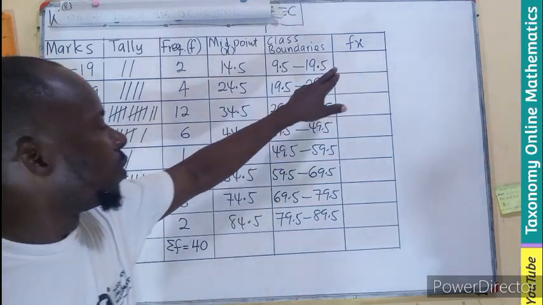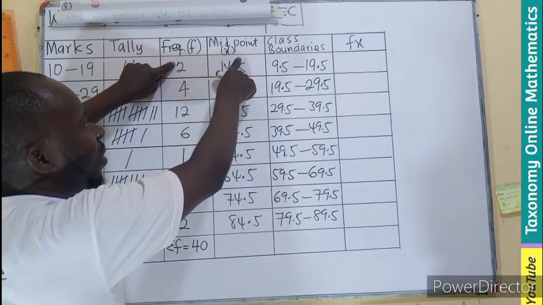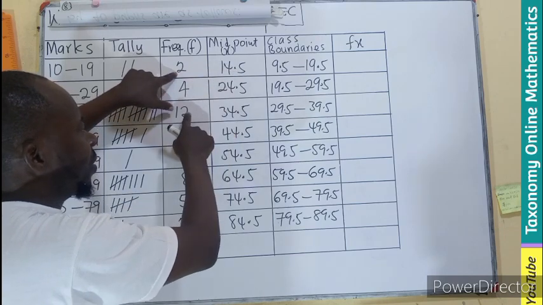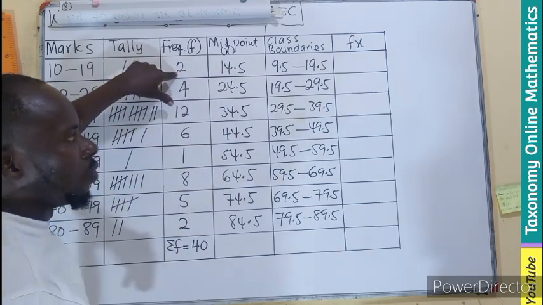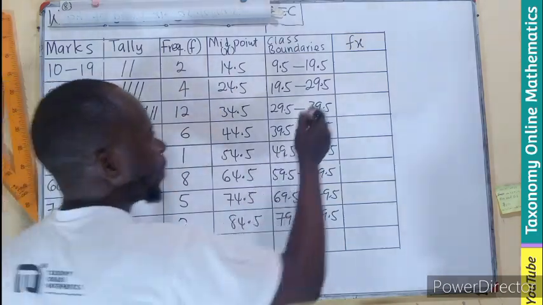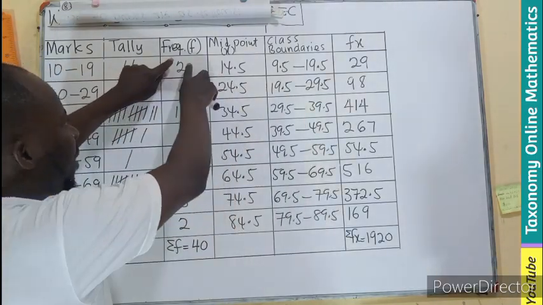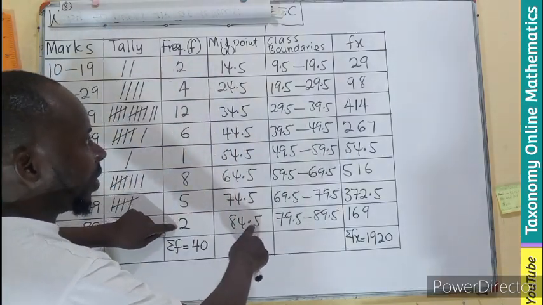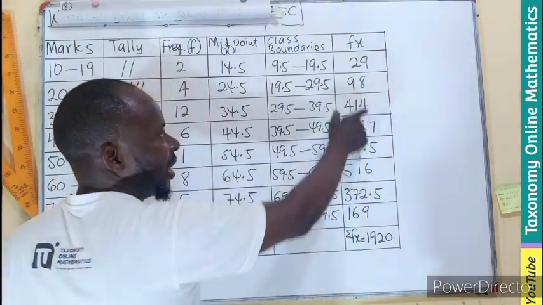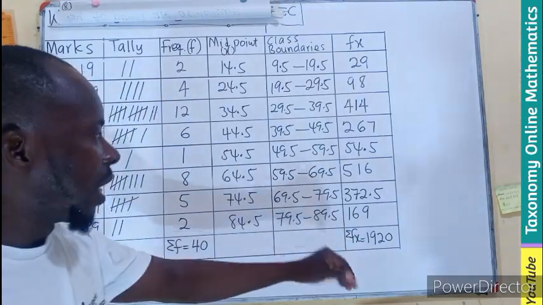Then the next thing to do is to find the fx. The f, which is the frequency, and the x. So we multiply together. So 2 times this, 4 times this, in that order. So 2 times this will give us 14. So we have 28. We have 29. Okay, so as we multiply the frequency by each respective x, which is the midpoint, you will generate the fx we have here. Adding all of them together gives you the sigma fx, the total of that.